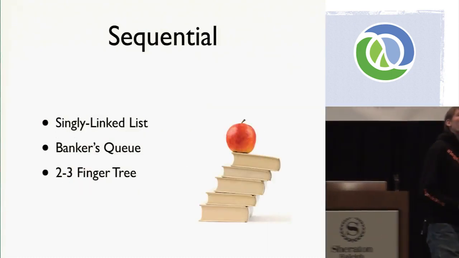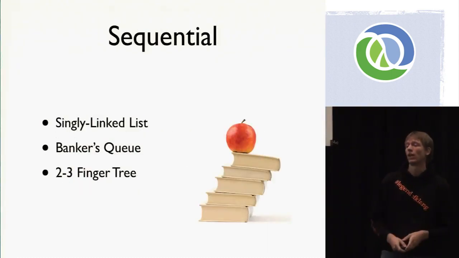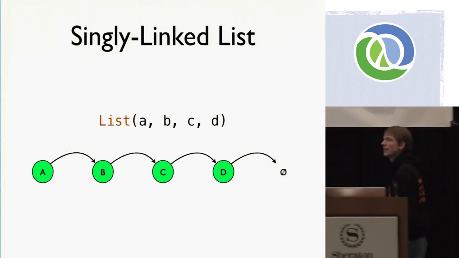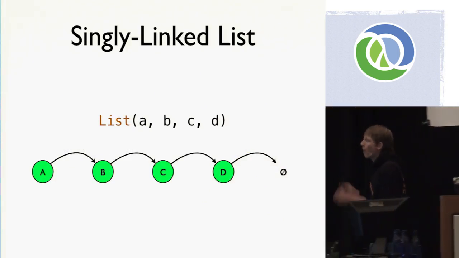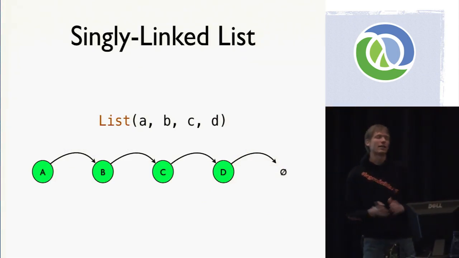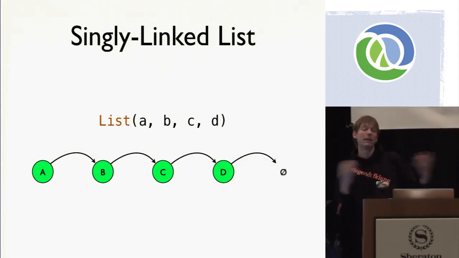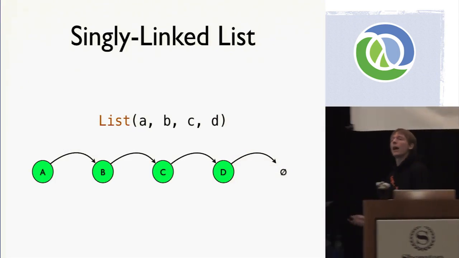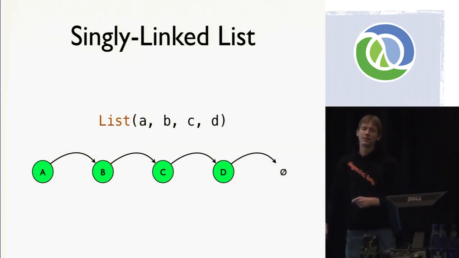So the first data structures we're going to look at are the sequential data structures, and specifically the singly linked list. Now, we're all familiar with this because it's really the canonical functional data structure, and Lisp is built on it, but we're going to look at it anyway because it teaches us some important lessons.